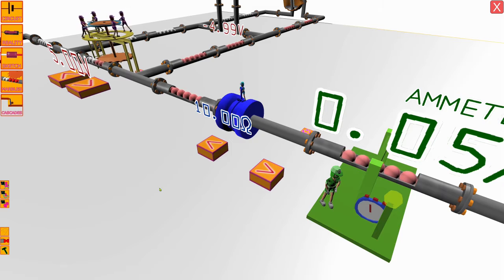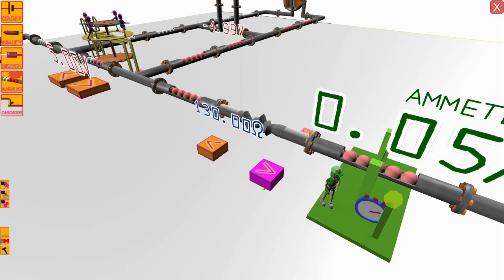Another interpretation of resistance in this model was just making the pipe thinner and making the pipe more and more damaged depending on the value of the resistance.